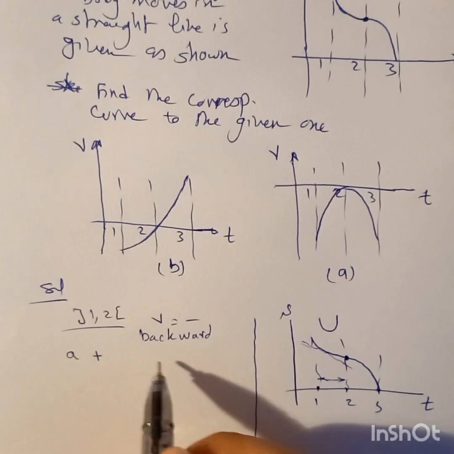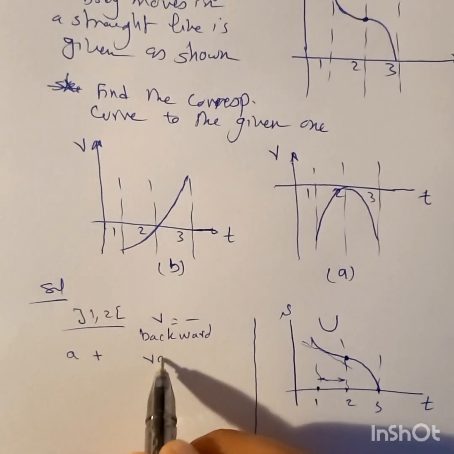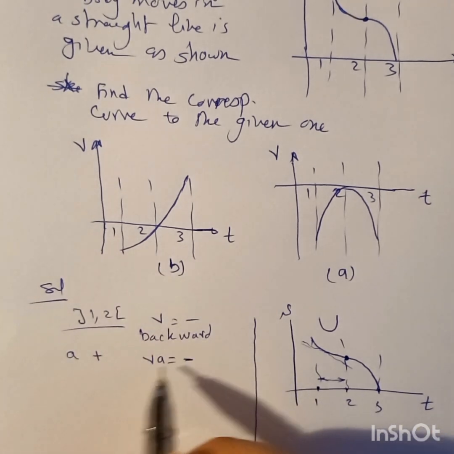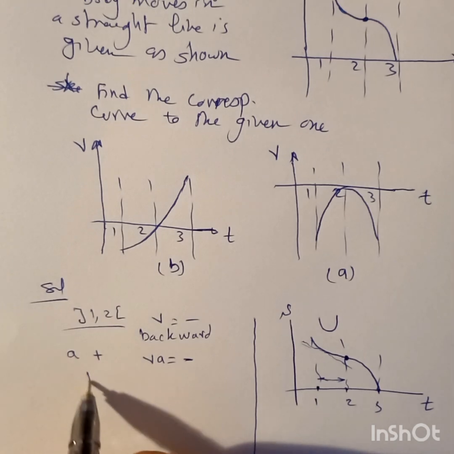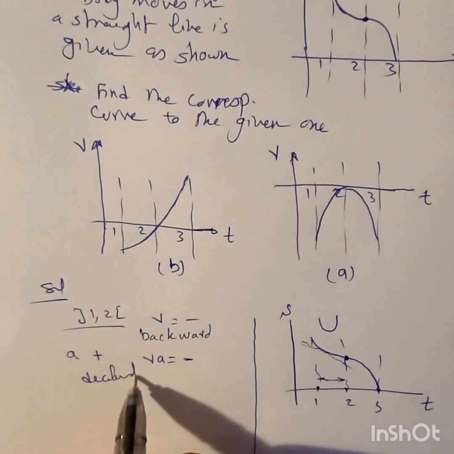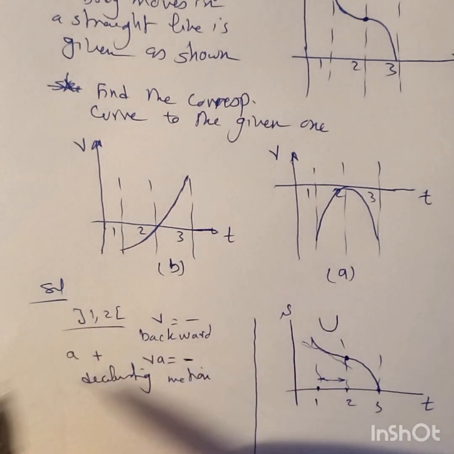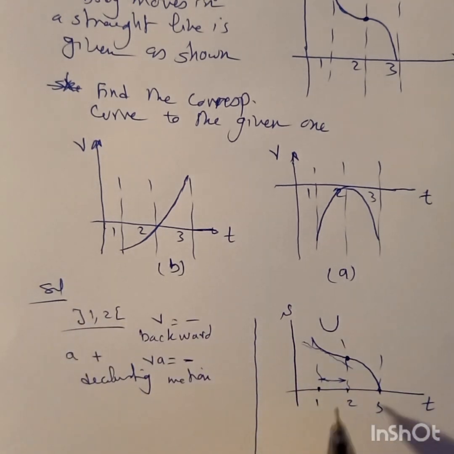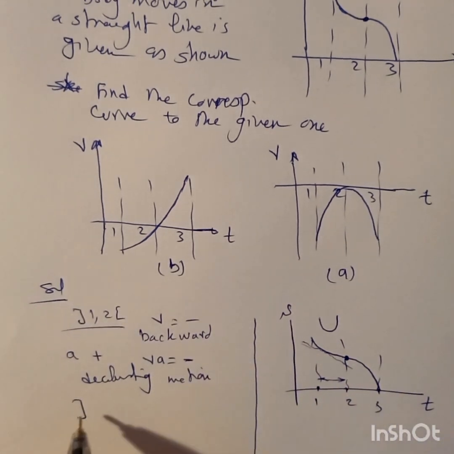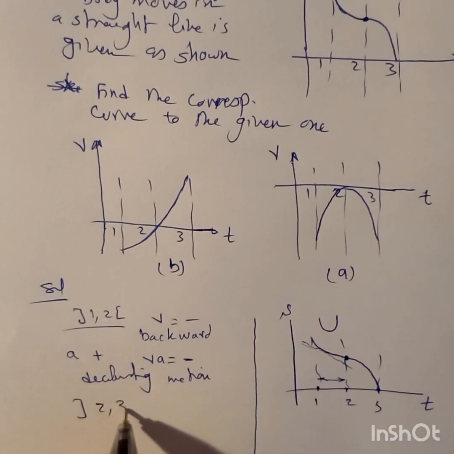Okay, then we have to multiply v and a. V and a equals the negative value. Then we have here decelerating motion during the time interval from 1 to 2. Okay, now during the time interval from 2 to 3.